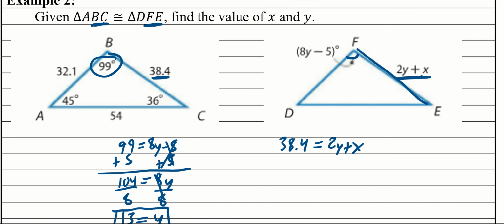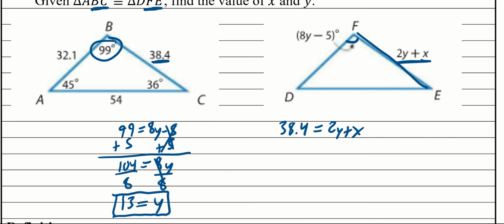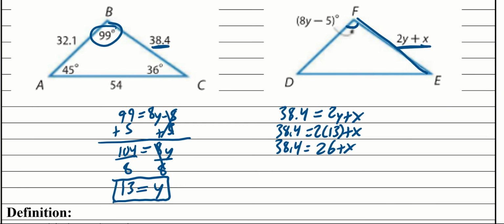And then like we mentioned, I can't solve an equation with two variables in it, but I have found y, so I can go ahead and plug that in. So I'm going to say 38.4 equals 2 times y, or in other words, 2 times 13, like we found, and then plus x. Continue to solve. I have 38.4 equals 2 times 13, which is 26, plus x. And then all I need to do for my last step, if I want to get x by itself, is subtract 26 from both sides. When I do that, these cancel, leave me with x. And on the other side, I have 38.4 minus 26, which is going to end up giving me 12.4.